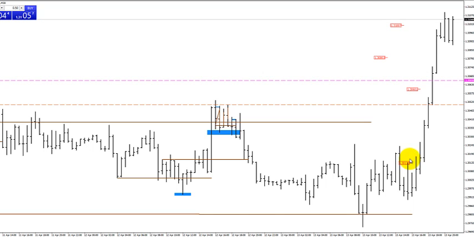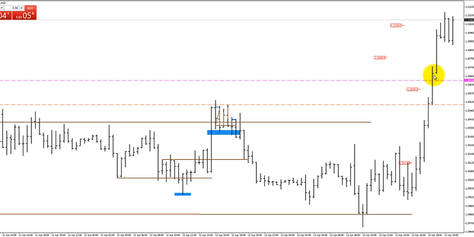The first psychological level is going to be 20. It took that out easy. It took out the 50 easy. It went to 60. 60 was actually one of my targets with the point and figure. It was one of my first targets with my point and figure. The 80, I didn't need to worry about this trade.